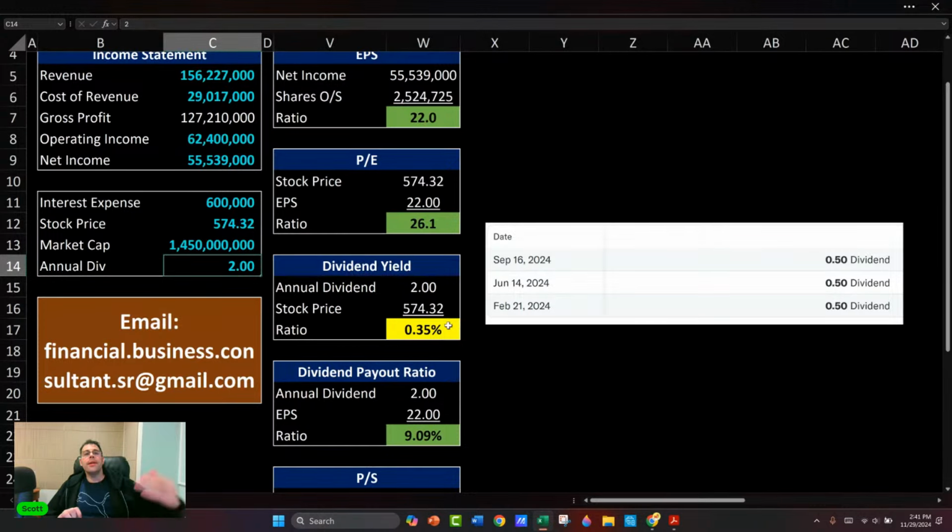But how could the yield go up? Say they don't change their dividend at all. They keep it 50 cents per quarter. How can the yield go up? The other part of the equation, the stock price, which is on the bottom of the equation, say it gets cut in half. It goes from 574 down to 287. It still doubles the yield, even though they didn't change how much they pay in dividend, because the yield is pegged off the stock price. So it's dividend over price.